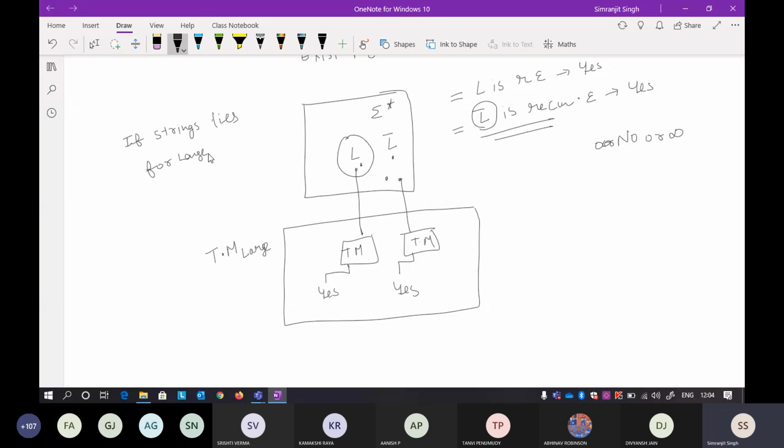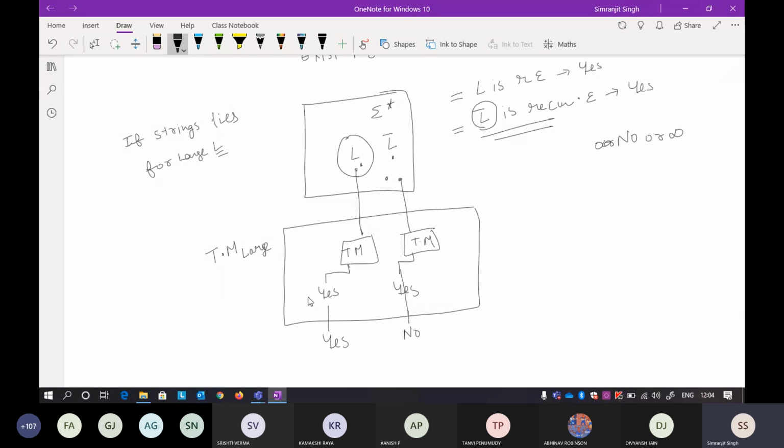I'm talking about in the context of L now. If a string lies in the language, it will reply to me yes. If a string does not lie in the language, it will lie in the complement. If a string does not lie in this L, it will definitely lie in the complement. So now I can change this yes to a no.